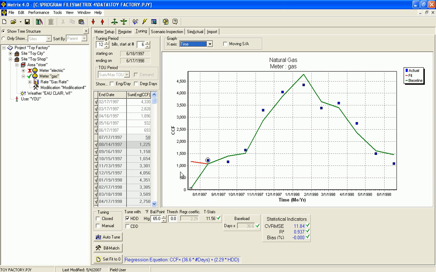In this tutorial, we bill matched the single bill for the gas meter in the store area of our toy factory project. Bill matching is used when usage does not depend on weather or other variables used in tuning.